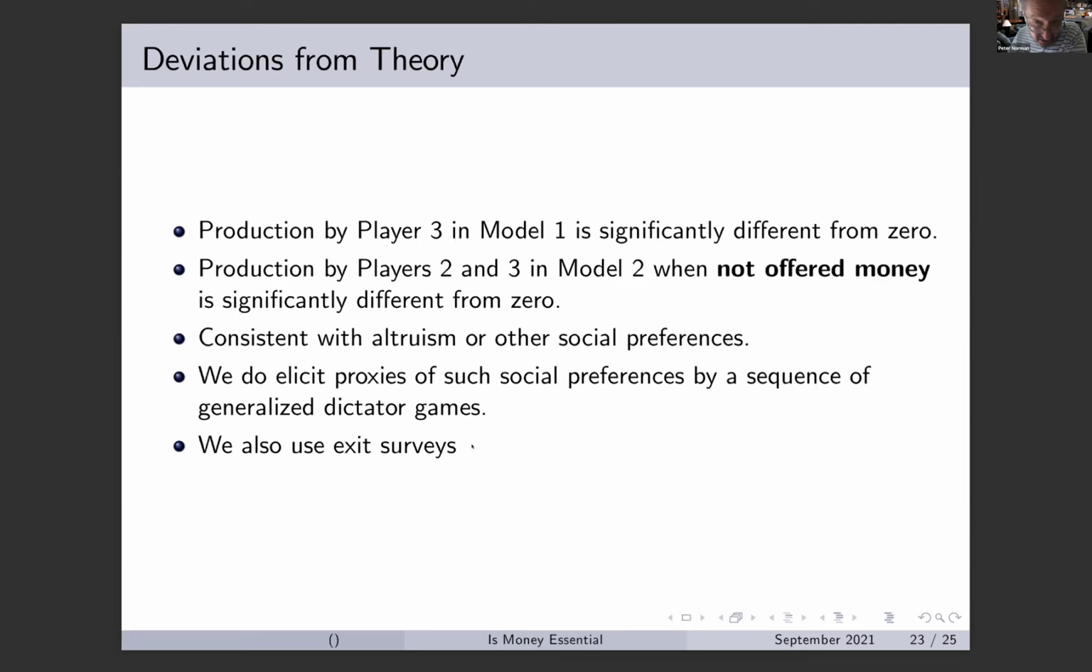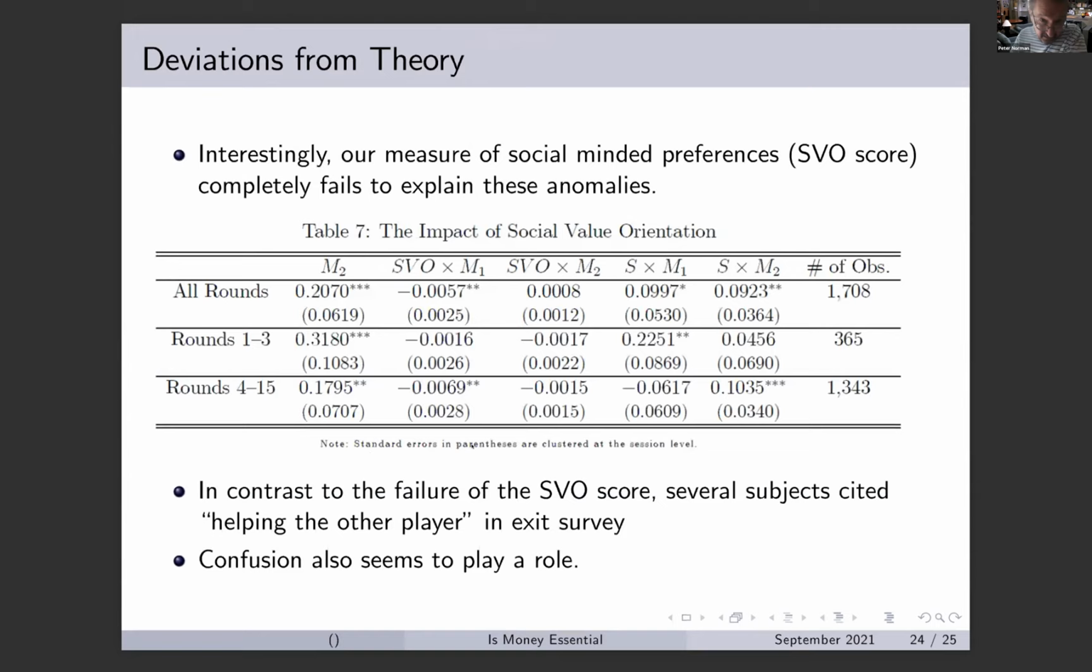And another really interesting part of what we find is that the measure of social-minded preferences, the standard score that everyone is using, doesn't at all explain this anomaly. There's zero predictive value from these social value orientation scores. In contrast, when we look at the exit surveys, one key reason why people say they produce, for example as player three in model one, is that they want to help the other player. So there seems to be a disconnect between the SVO score and what we get from the exit surveys.